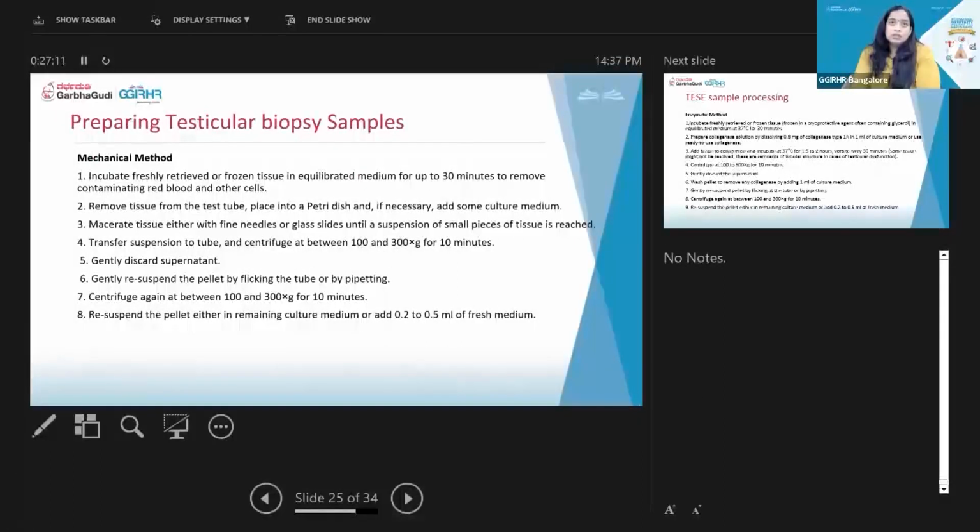Now, talking about testicular biopsy samples, in case of obstructive azoospermia, or in the case of NOA, we go for a testicular biopsy. There is a mechanical method as well as an enzymatic method. When you are handling the tissues in the mechanical method, you will be teasing the seminiferous tubules or the tissues that you have. You macerate the tissue with fine needles or with the help of glass slides. And then you will be centrifuging, adding a little media into it.